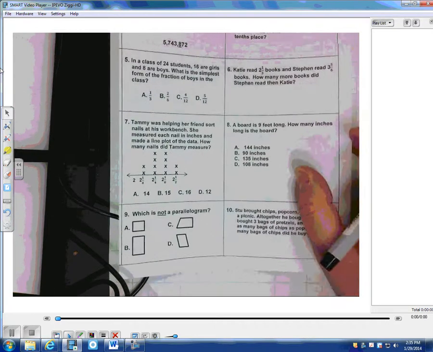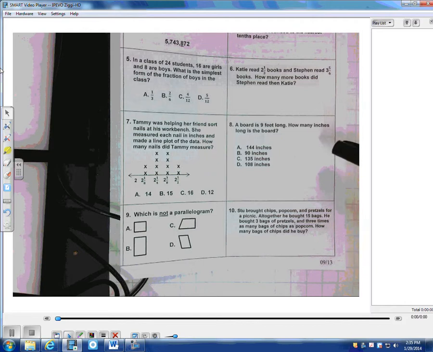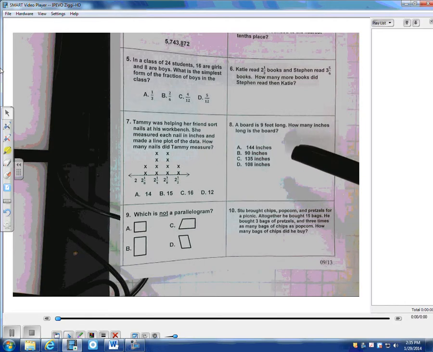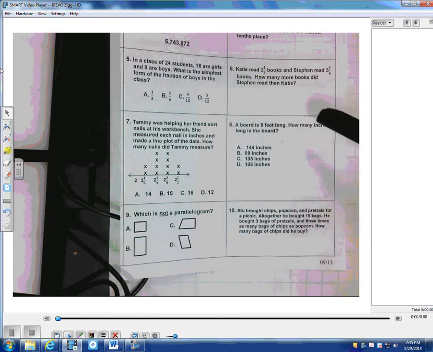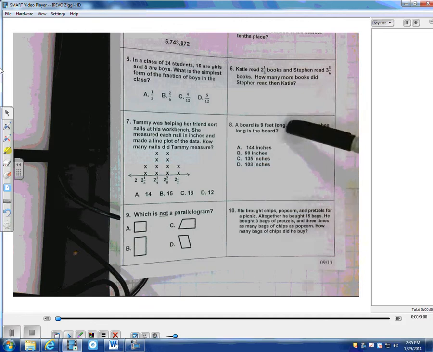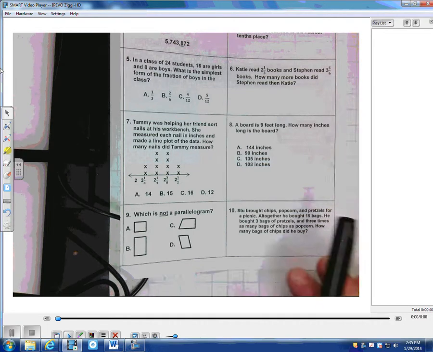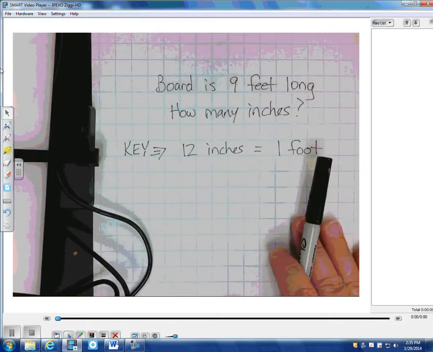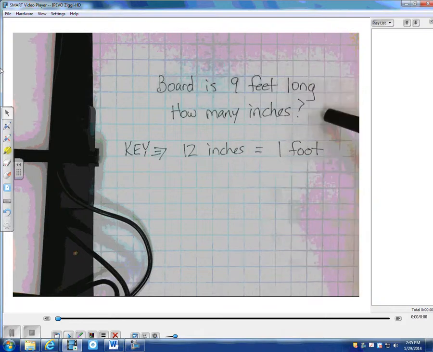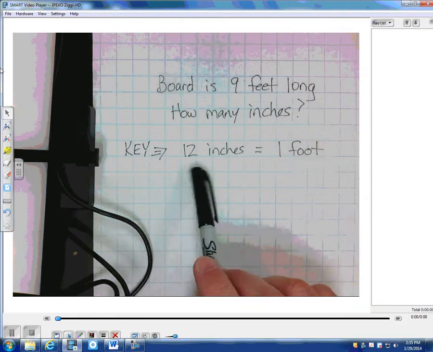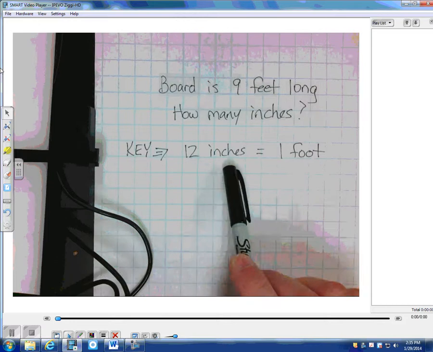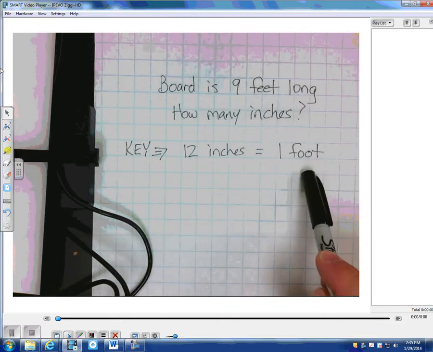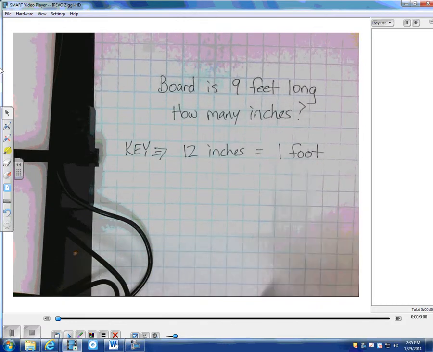All right, let's look at number 8. It says a board is 9 feet long. How many inches long is the board? So again, the board is 9 feet long. How many inches? The key to this problem is knowing that there are 12 inches in 1 foot. Once we have that information, we know what we need to do.